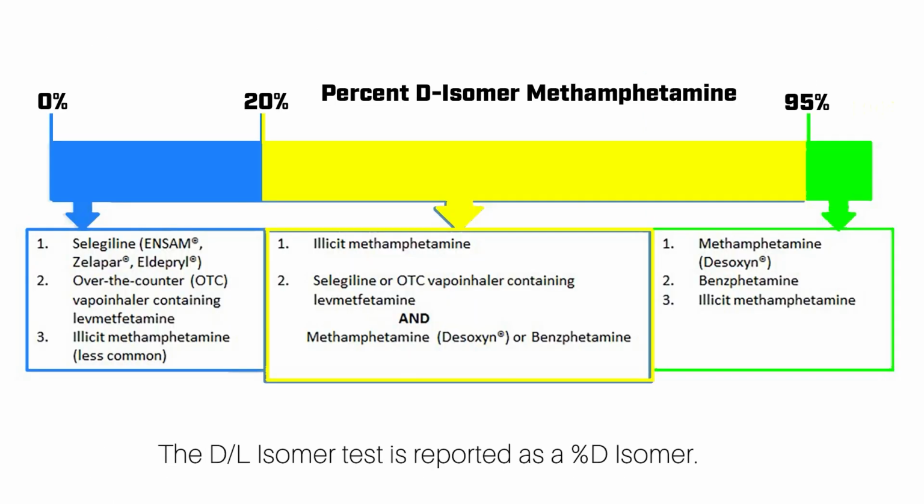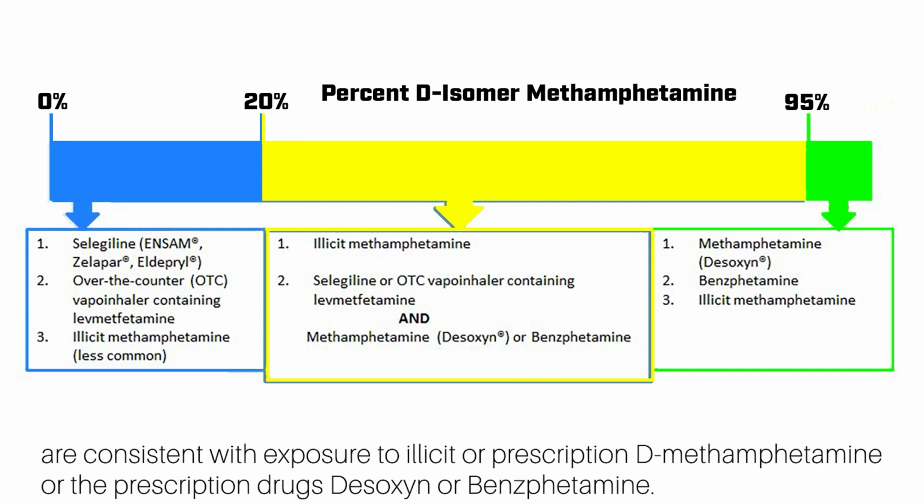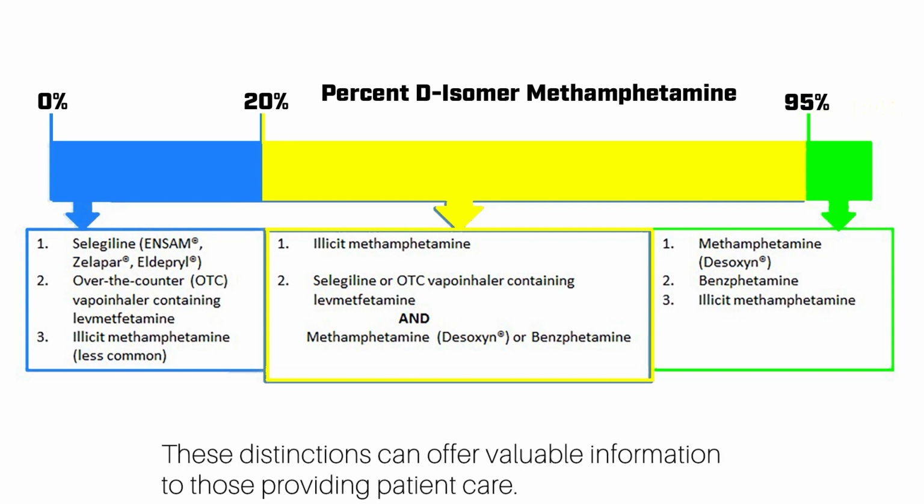The DL isomer test is reported as a percentage D isomer. Federal drug testing policies have determined that specimens containing 20% or more D-methamphetamine are consistent with exposure to illicit or prescription D-methamphetamine or the prescription drugs Desoxyn or benzphetamine. These distinctions can offer valuable information to those providing patient care.